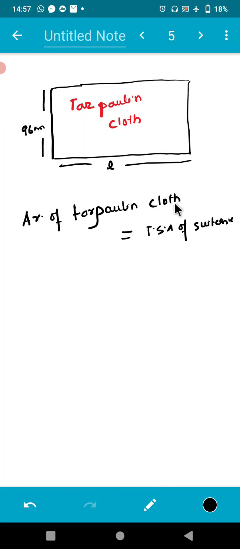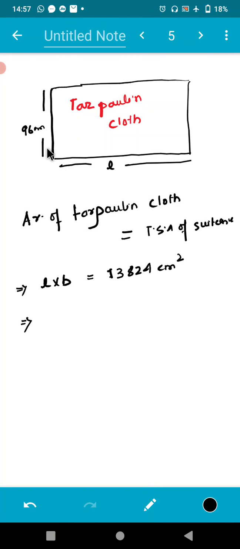So, the area of the tarpaulin cloth is of 2D shape. That means, if we need to find the area of this tarpaulin cloth, then we will apply the formula of a rectangle, that is length into breadth. So, in place of area of tarpaulin cloth, we will write length into breadth. And as we already know the TSA of the suitcase, what is the TSA of the suitcase? 13824 centimeter square, isn't it?